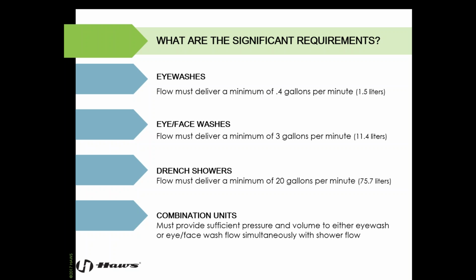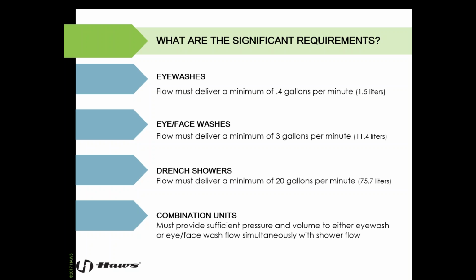Drench shower is 20 gallons per minute. And a combination unit is any combination of an eye or eye face wash with a drench shower. And that requires 20 gallons per minute along with whatever the gallons per minute is for the eyewash or the eye face wash.